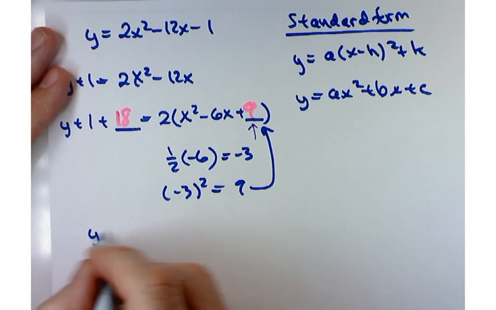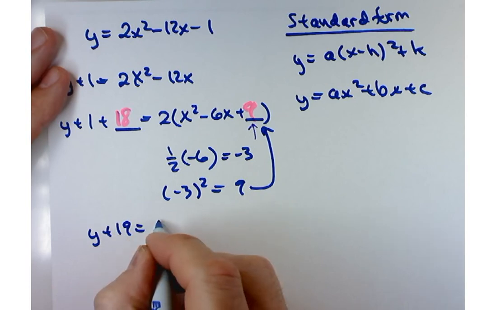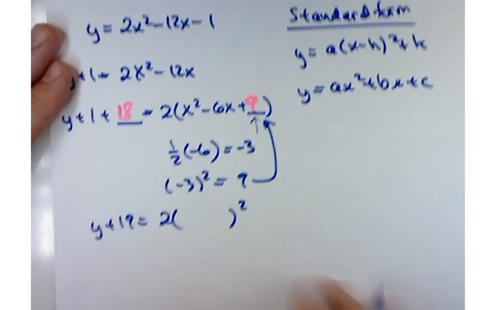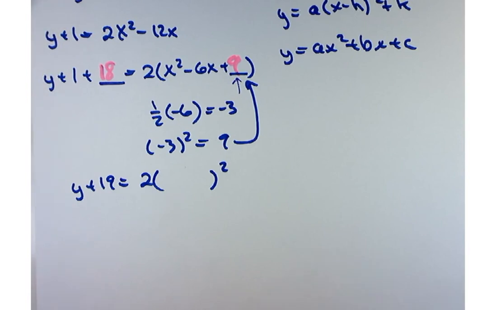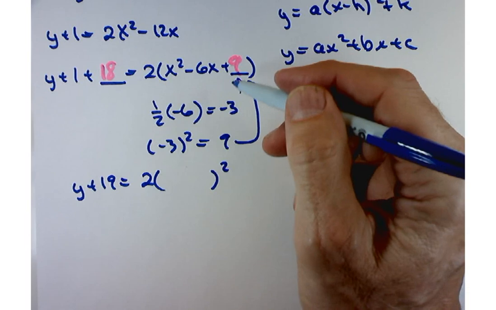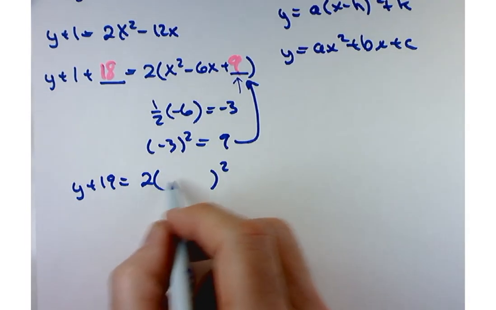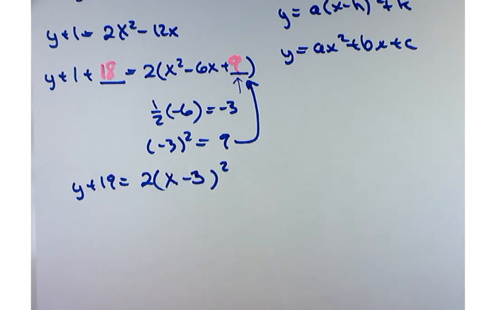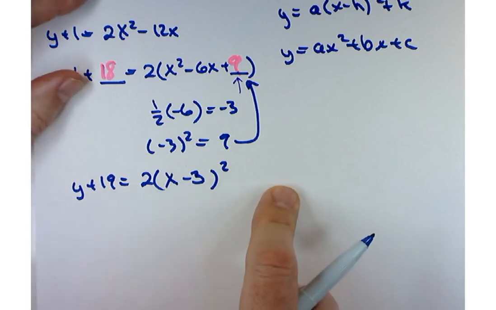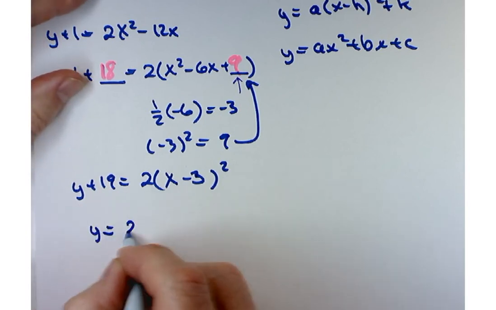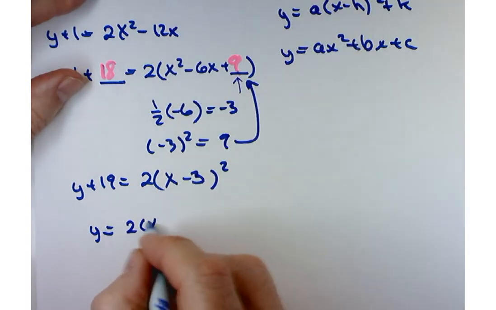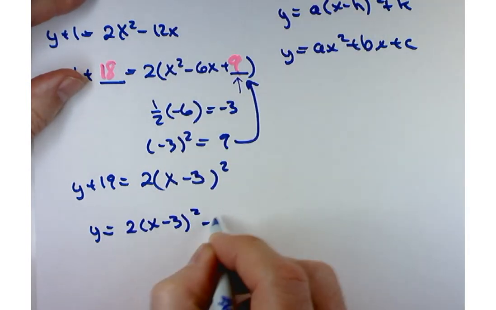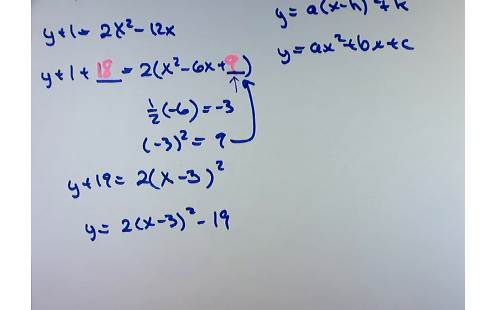So that's going to be y plus 19 equals 2 times something squared. What do I square to get the right-hand side? What am I going to put in here? Negative 3, x minus. Good. X minus 3. And finally, as a last step, I'm going to move that 19 back to the other side. Some people like to do it with keeping all that stuff on one side. I'm not a big fan. Get something like that.